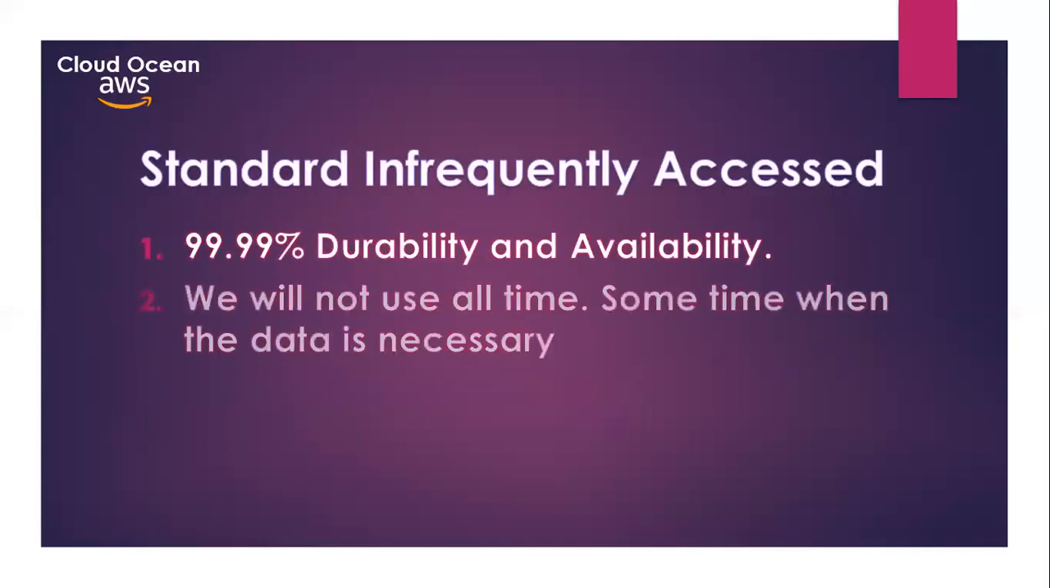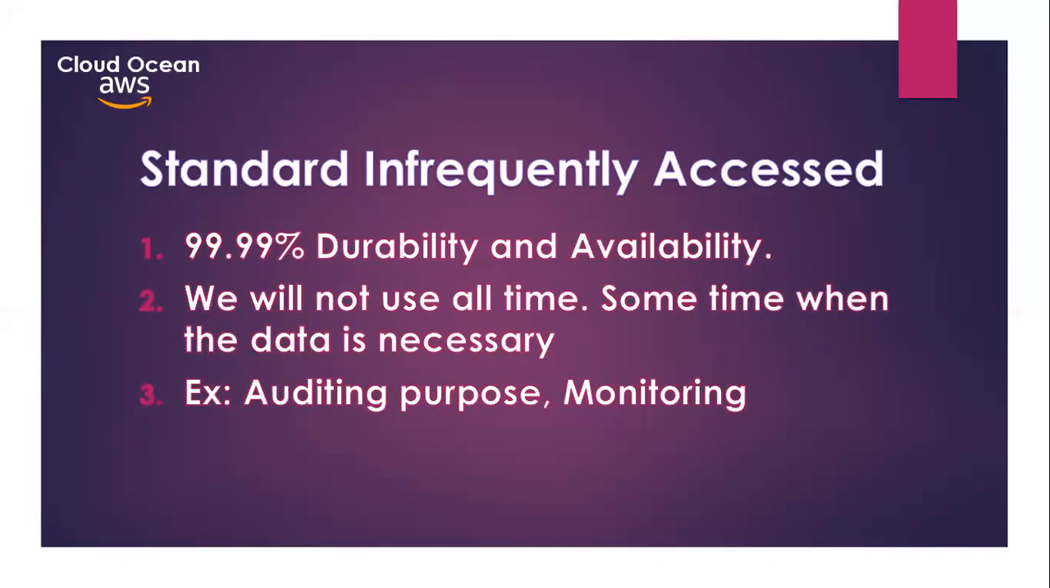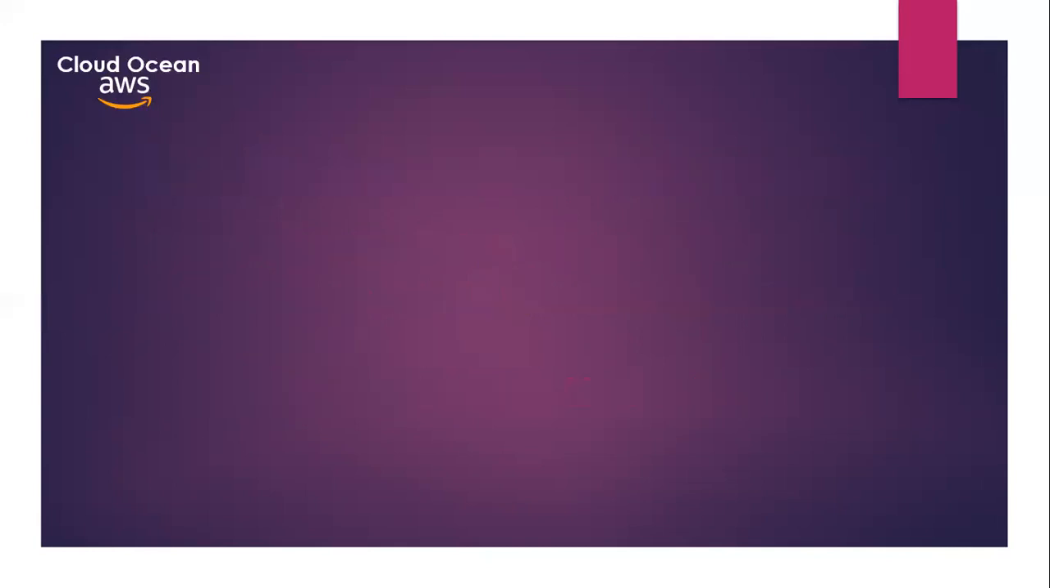The second one is standard infrequently accessed. It gives 99.99 percent durability and availability. We will not use this class type all the time. Sometimes when the data is necessary, in those situations we can use this. For example, for editing purposes or monitoring.